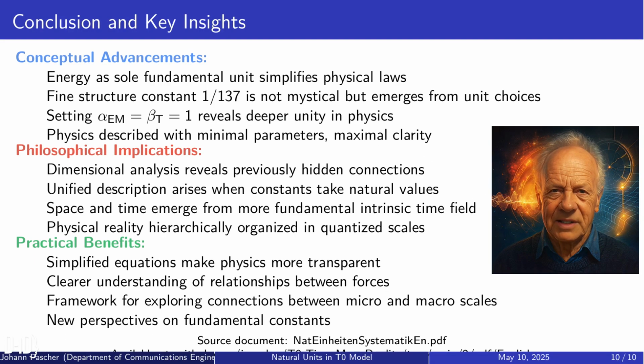To conclude, the T0 model offers several conceptual advancements. Energy as the sole fundamental unit greatly simplifies physical laws. The fine structure constant value of 1/137 is not mystical but simply emerges from unit choices. Setting alpha em and beta t to 1 reveals a deeper unity in physics. And the result is physics described with minimal parameters and maximal clarity.